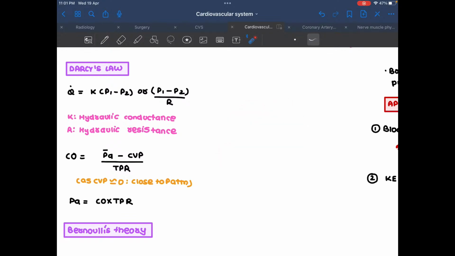What does that state? The flow through a blood vessel is equal to the pressure gradient present between points A and B divided by the resistance. That's very equivalent to your Ohm's law.